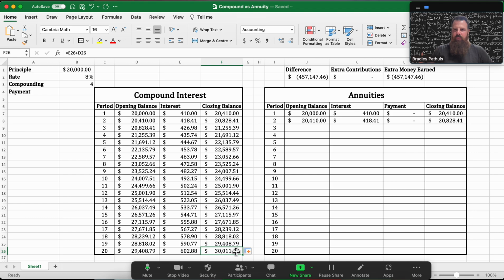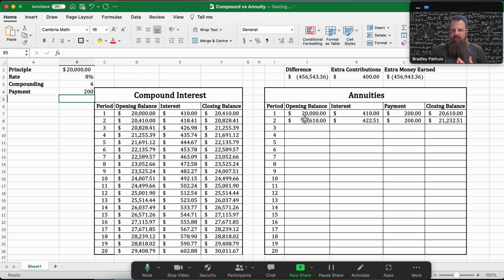An annuity is compound interest, but the next level. It takes into consideration that we make regular repayments, or add money to our account. So here I'm going to look at what happens if we start off with $20,000 in the bank account, but then over those quarters, we add $200 at the end of every quarter. So I'm going to put $200 in there.